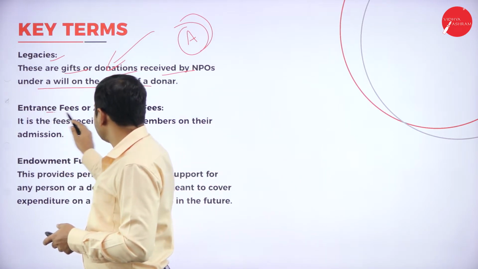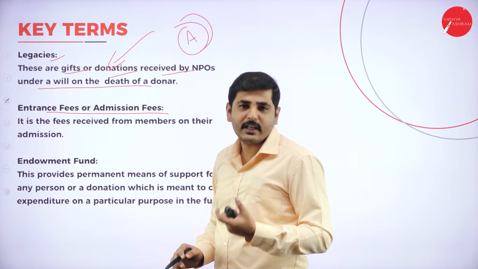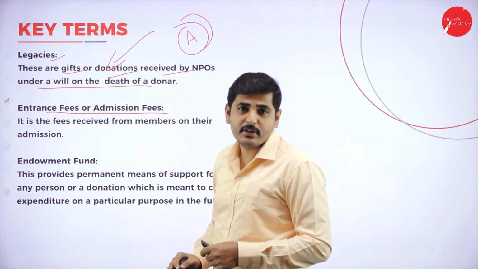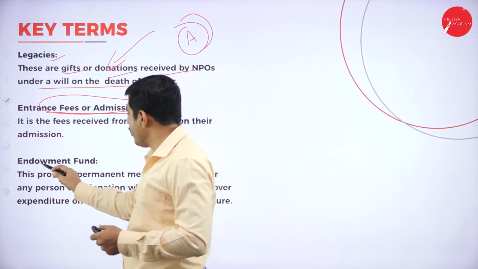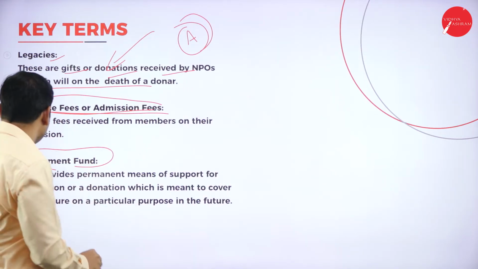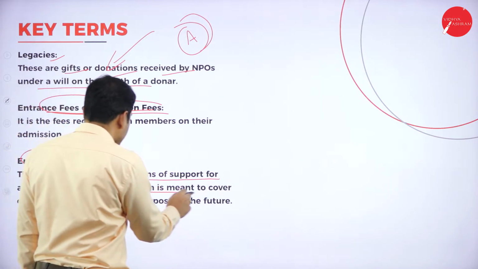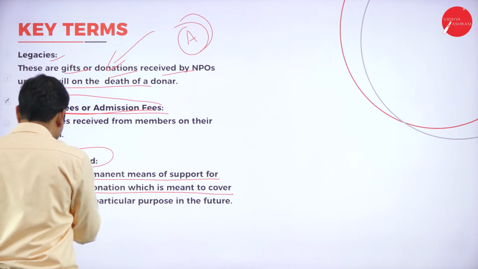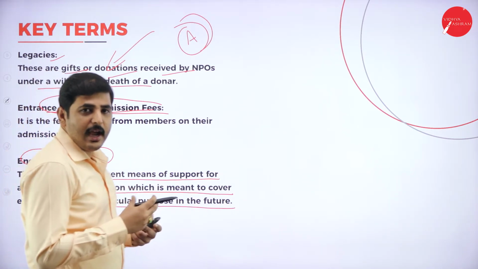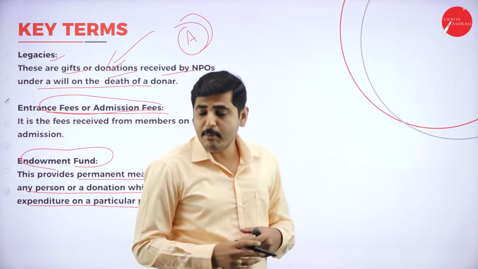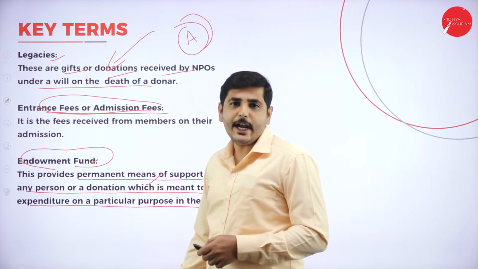Next one, entrance fees or admission fees. If we are conducting any tuition, for example, for an education institution, whatever fees we collect is called admission or entrance fees. Next one, endowment. Endowment provides a permanent means of support for any person, or a donation which is meant to recover expenditure on a particular purpose in future. So in future they have to recover the amount. At the end of the year they will recover the amount. Till then it will be shown as an endowment fund.